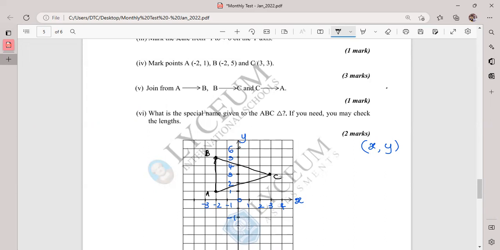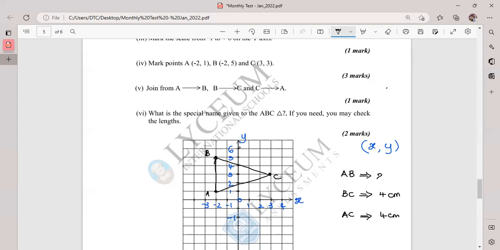What is the special name you can give to the triangle ABC? You just see the values: AB, how many centimeters you can see, then BC, and then AC. You just measure these sides. AC is around 4 centimeters. BC is 4 centimeters. Two sides are equal. Definitely AB is not equal to the other two sides. It's less than that, it is 2.5.